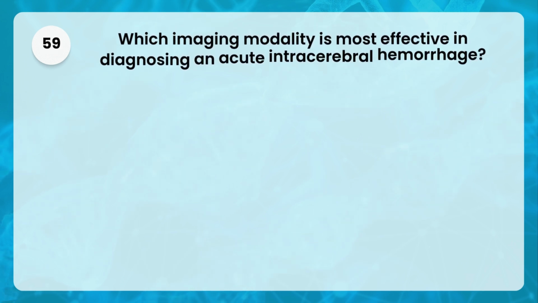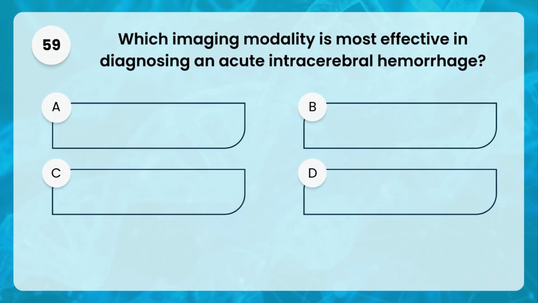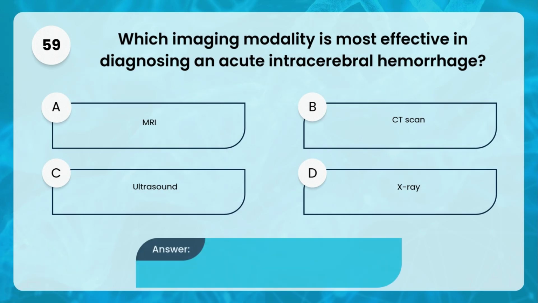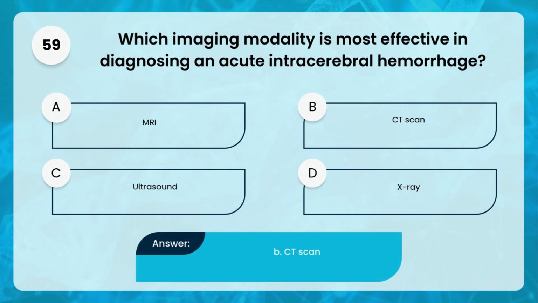59. Which imaging modality is most effective in diagnosing an acute intracerebral hemorrhage? A. MRI, B. CT scan, C. Ultrasound, or D. X-ray? The answer is B, CT scan.